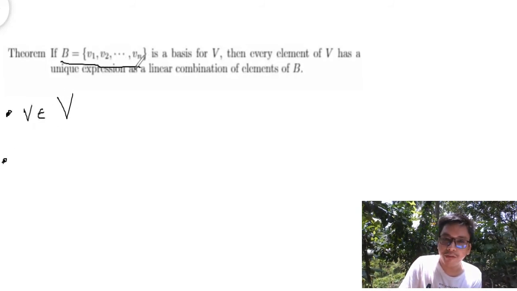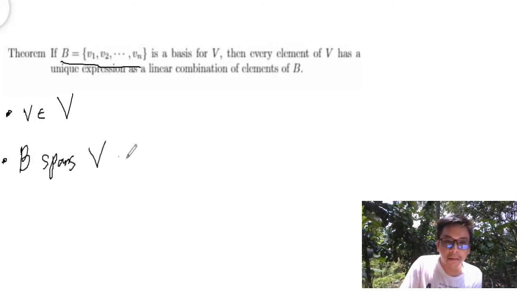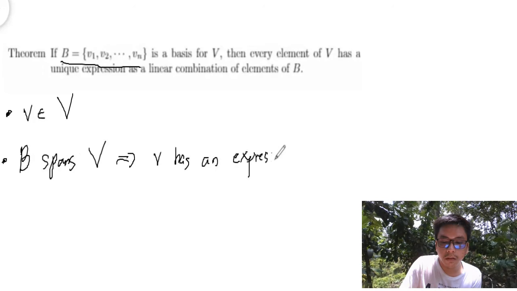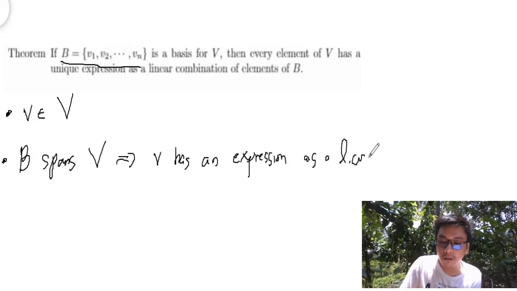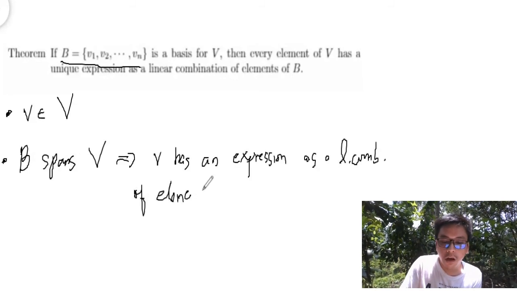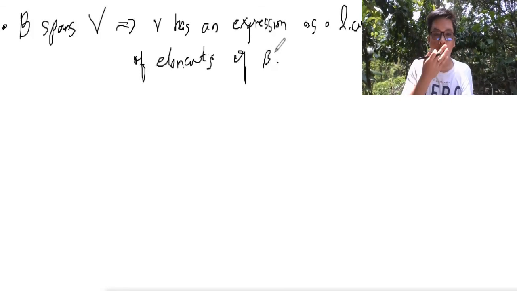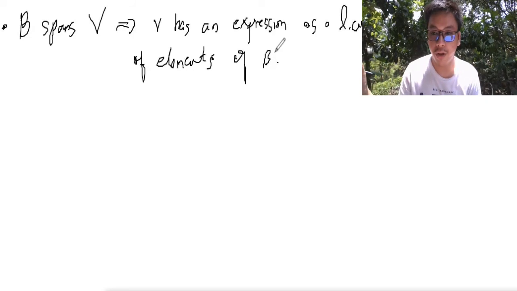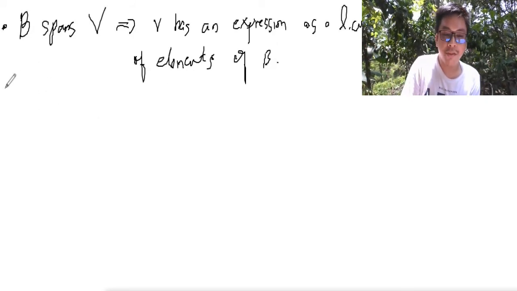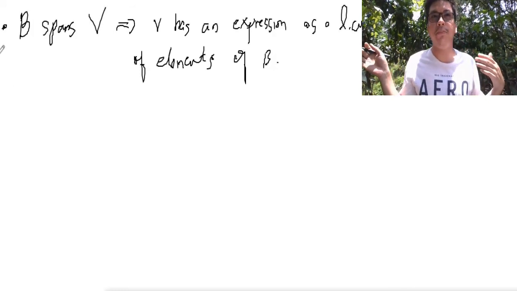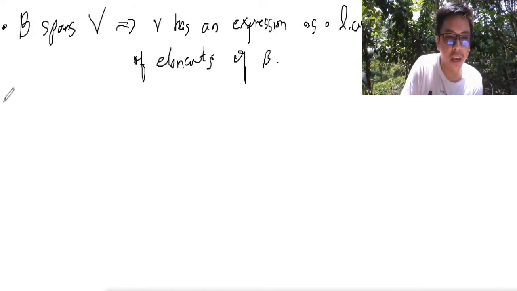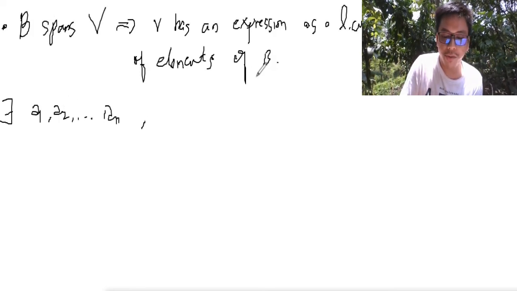Observe that our B here is a basis for V, and so it spans V. What does it entail? It simply tells us that the vector v has an expression as a linear combination of elements of B. Now, since v has an expression as a linear combination of elements of B, I would assume another set of scalars here. So I will assume that there can be another linear combination. So I have a1, a2 up until an, and I would also have another set of scalars, which is b1, b2 up until bn.